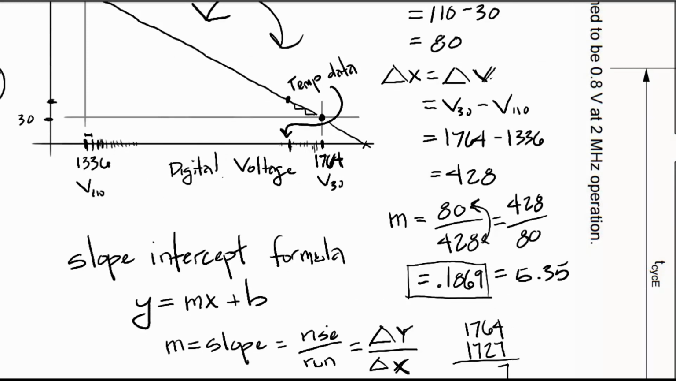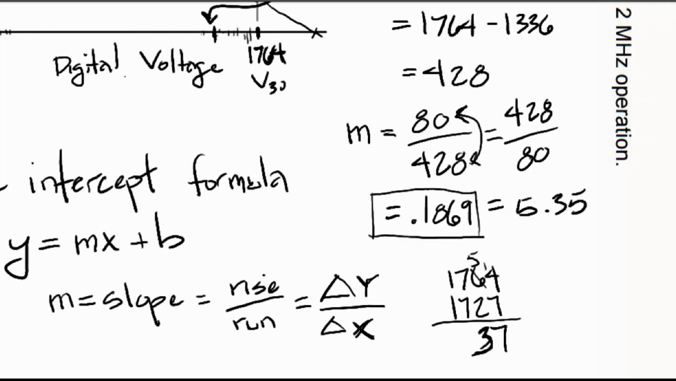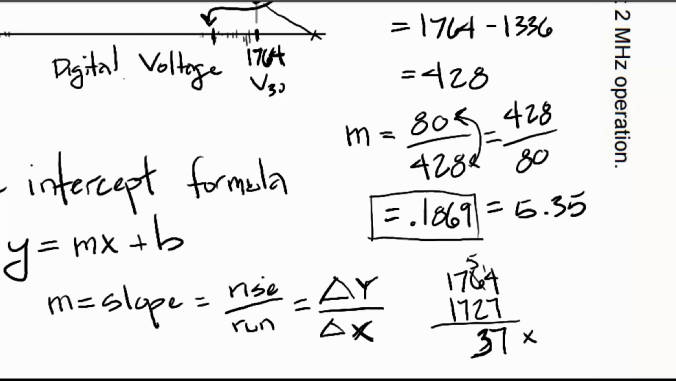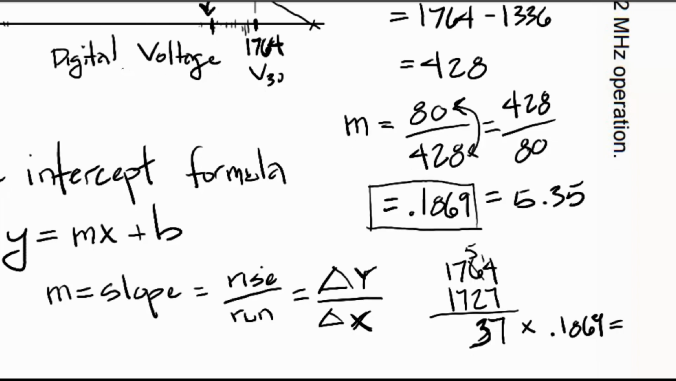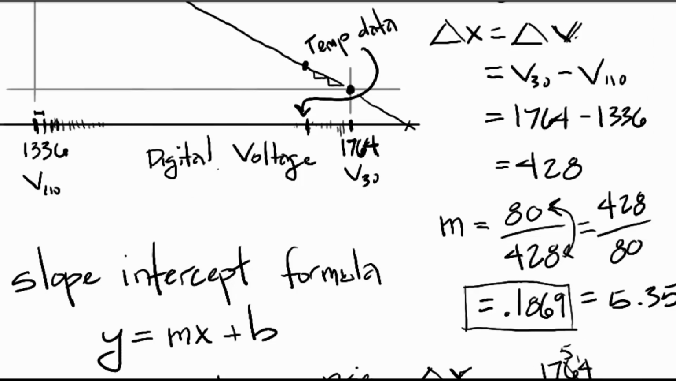So that would be 7, 14. So that would be a 37 point difference. If I multiplied 37 by 0.1869, that would equal the amount of degrees Celsius. And that would equal 6.9153 degrees difference between the 1764 and the 1727.